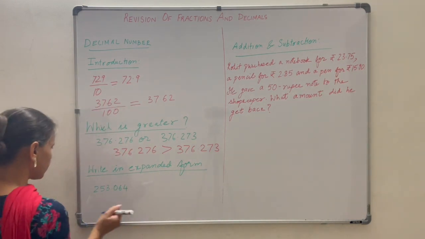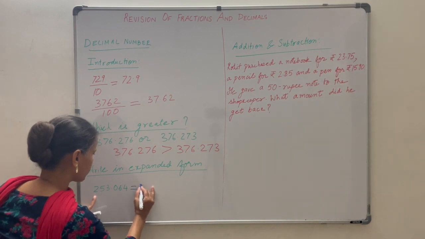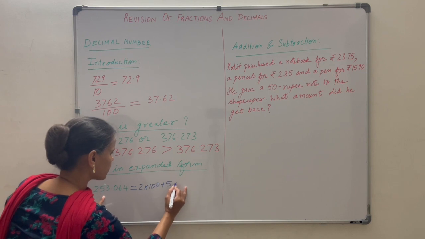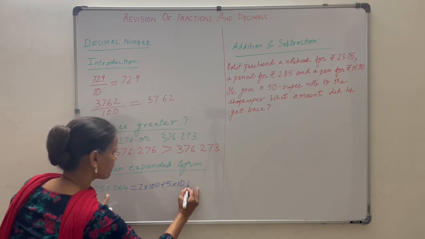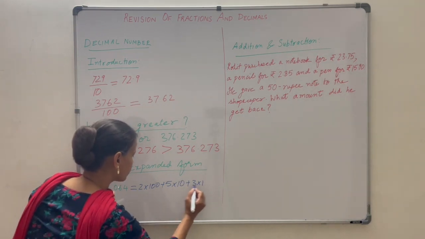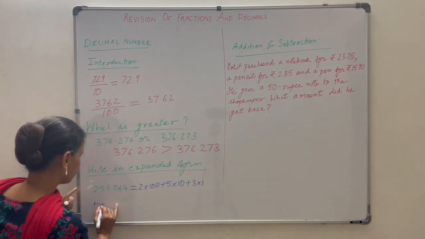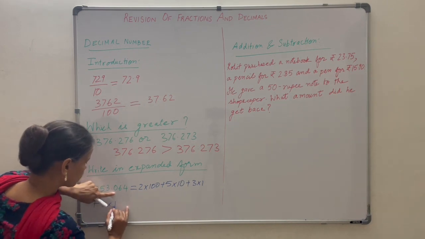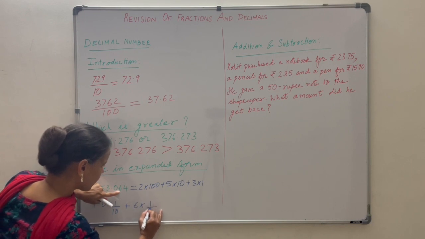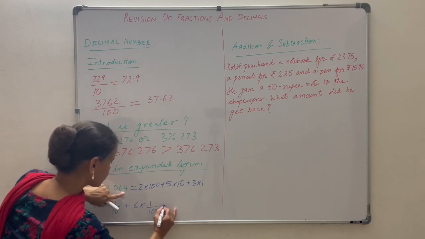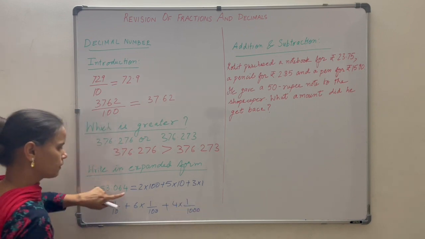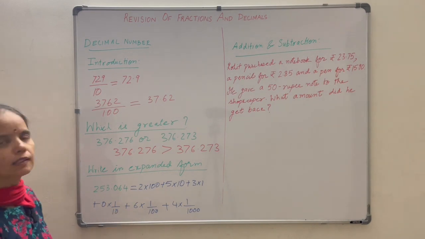So if you have to write this in expanded form, this is in hundreds place, so you multiply this by 100. This is in tens place, so you multiply this by 10. This is in ones place, so you multiply this by 1. And then after the decimal point, we write it as 0. This is tenths place, so this is 1 by 10. This is hundredths place, that means 1 by 100. This is the thousandths place, so this will be multiplied by 1 by 1000. So like this, we expand the decimal number.